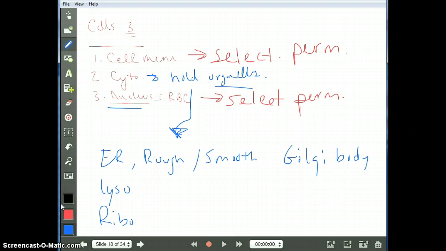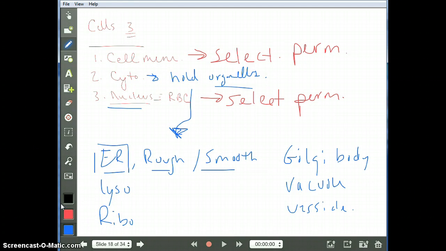Let's see. Vacuole, vesicle, so on and so forth. There's a number of them. And so what your job is to do is to go through and identify what each of these guys are going to do.